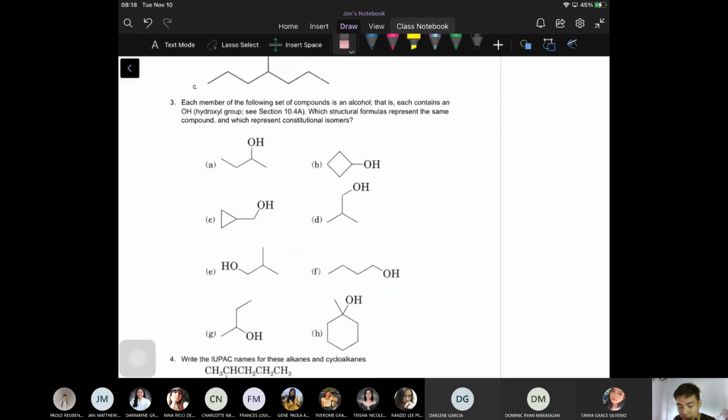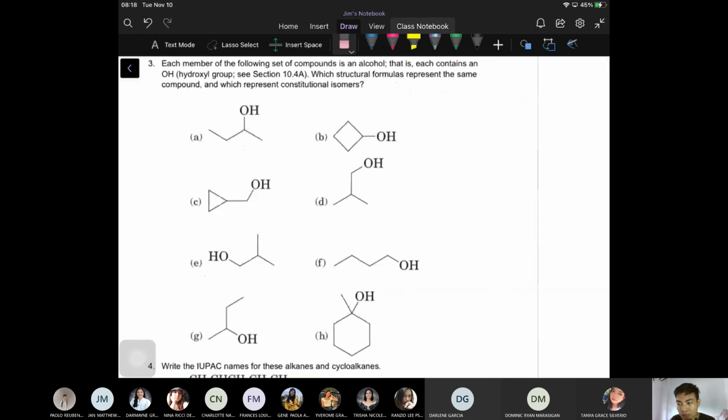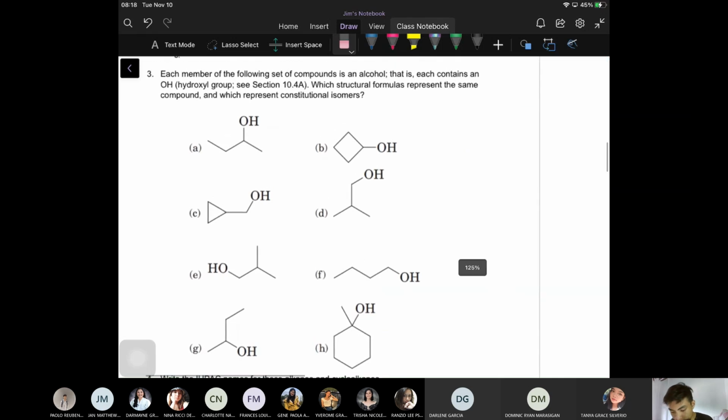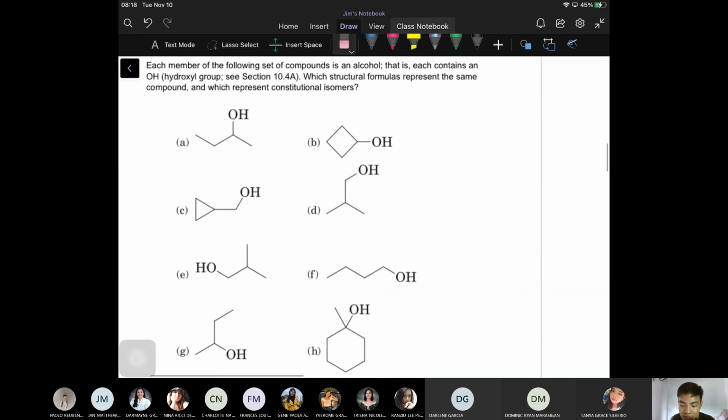So, punta tayo sa next one. So, basically, tapos na tayo sa naming ng alkanes. So, proceed tayo with this one. This one is about isomers. So, ano yung meron sa isomers natin? So, for isomers, yan ay compounds of the same formula but different connectivities, different structures.